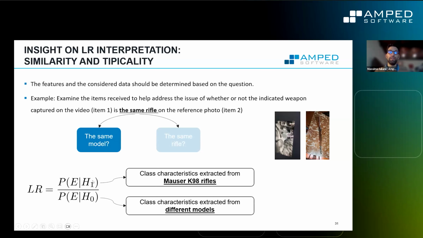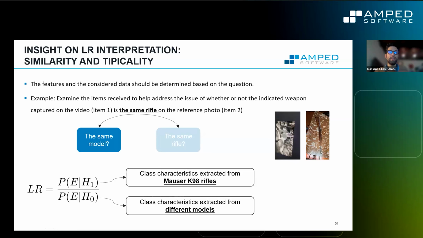same model, meaning that I have to find features and evidences that are related to class characteristics extracted from this Mauser K98. So for instance, the length of the rifle can be a class characteristic. While on the other hypothesis, we have to consider the class characteristics extracted from different models, because maybe other rifles have a different length.